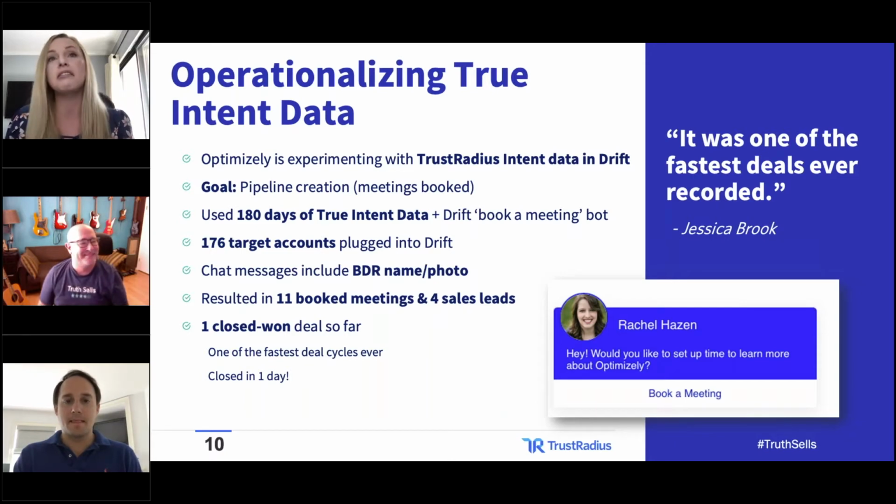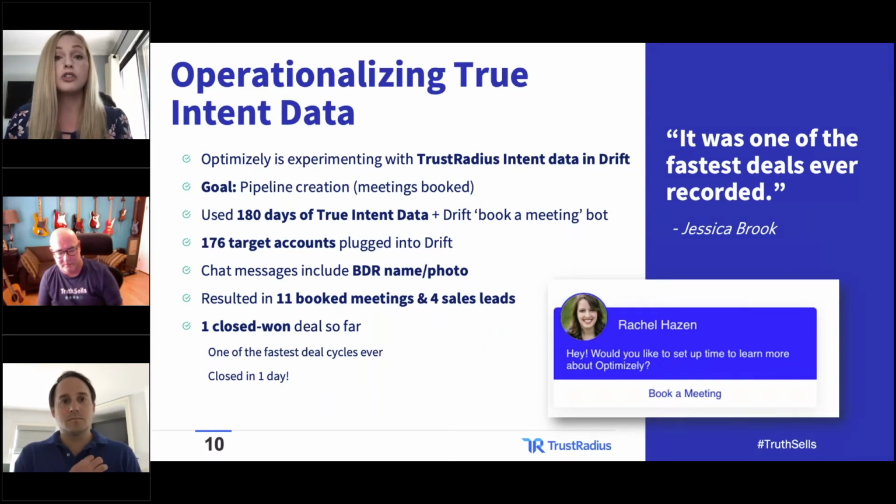I have a background in account-based marketing. I ran an ABM program at my previous company, Social Chorus. So I really know the value of intent data. And through TrustRadius intent data, I was able to see which accounts were researching Optimizely, which accounts were looking at our product category, and even able to see which accounts were researching competitors and comparing Optimizely to competitors.